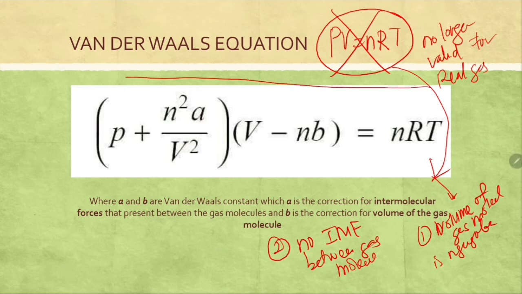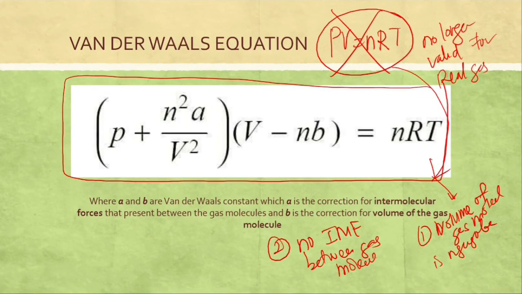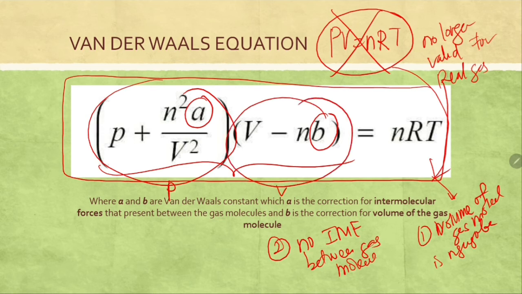So we come up with a new equation. We name it the van der Waals equation, in which we insert the constants A and B. This one is for pressure and this one is for volume. For this equation, you just need to know what the van der Waals equation is, and you don't have to know in detail about the constant A and the constant B.